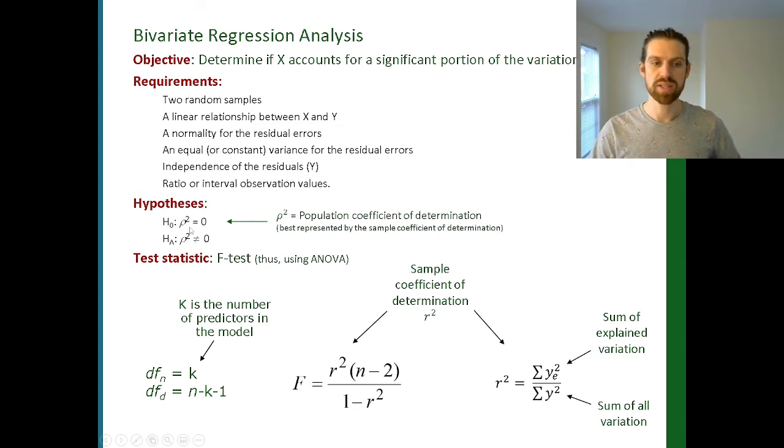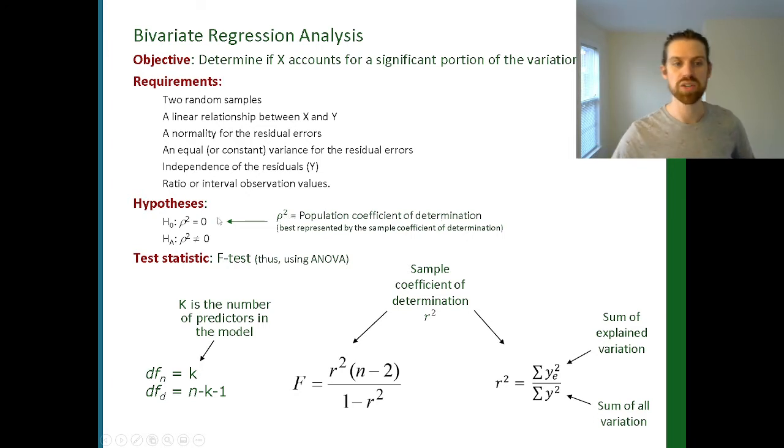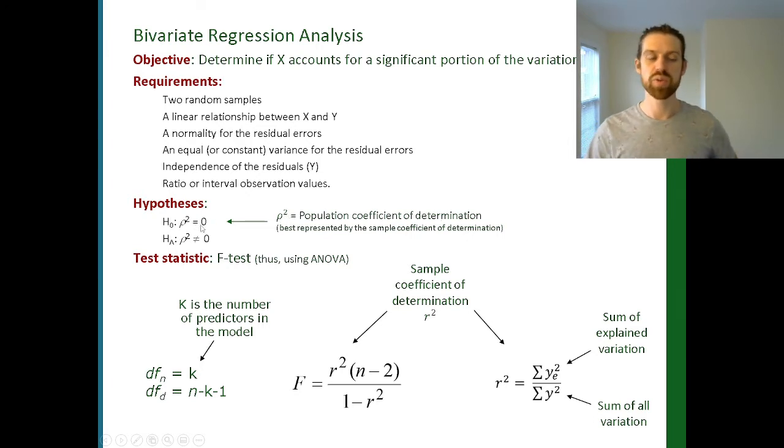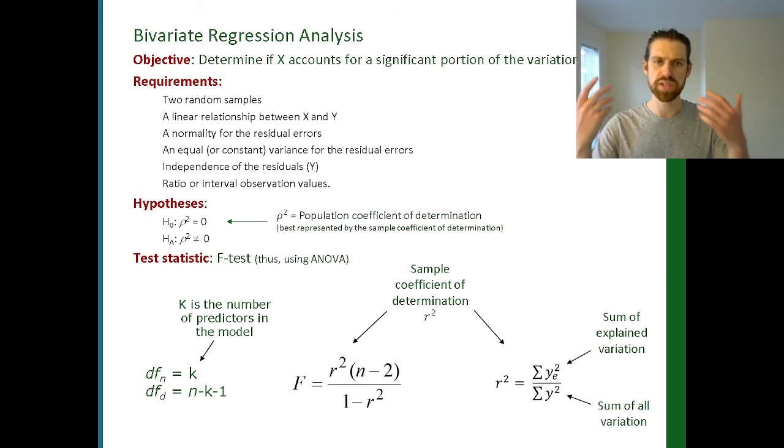Okay, so in the hypotheses, in the null hypothesis case, we're saying that this ρ squared, the population coefficient of determination, is equal to 0, so there's no relationship between these two factors, whereas in the alternative hypothesis what we're saying is that it is different from 0.